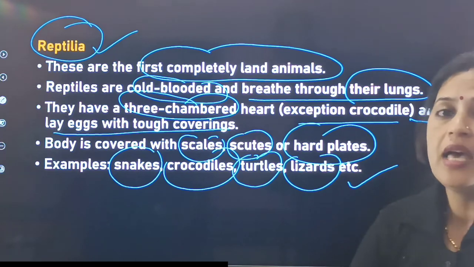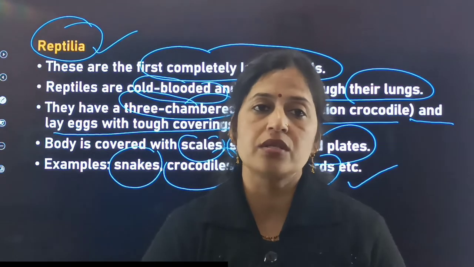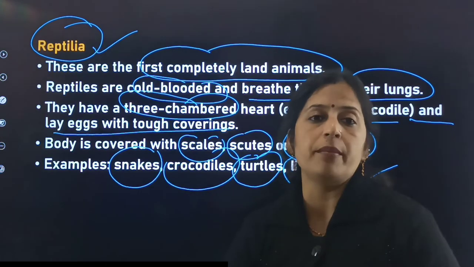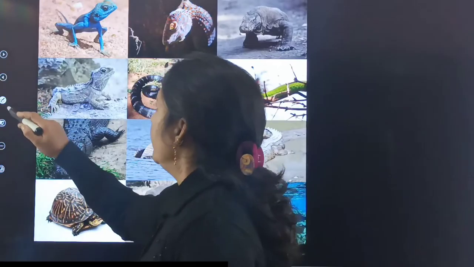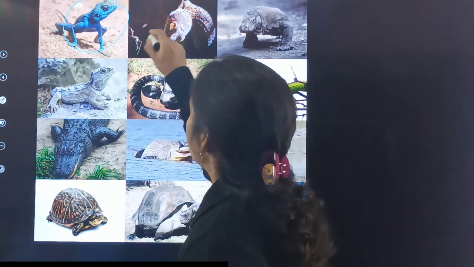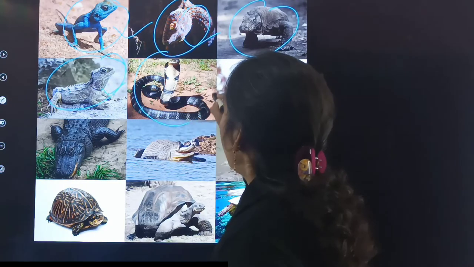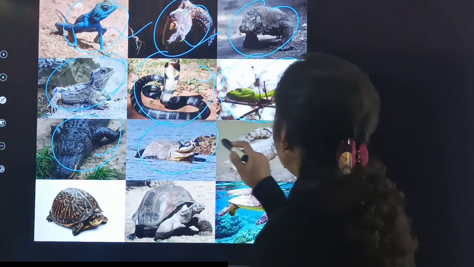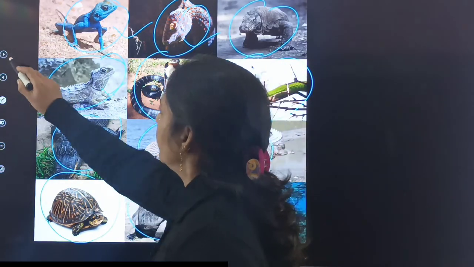All these are examples of the reptilia, such as snakes, crocodiles, turtles, lizards. These are cold-blooded animals and they have a three-chambered heart, and the only exception is found in the case of the crocodiles. Regarding reptilia, I have just told you that these are cold-blooded animals and these have a three-chambered heart. So these are the various examples of the reptilia.